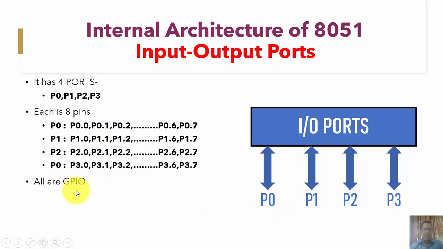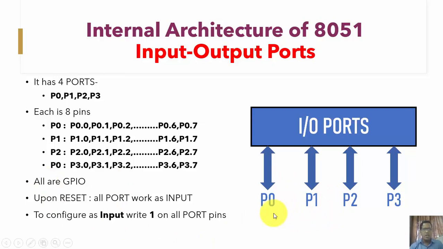All these port pins are GPIO, in the sense these are basically general purpose input output port pins. Each port pin is capable of receiving or transmitting data. And when we reset the device, by default, all these port pins work as input port pins. So in order to configure a specific port pin as an input, we have to write 1 on each port pin, and when we want to configure each port pin as an output, we have to put 0 on each port pin.